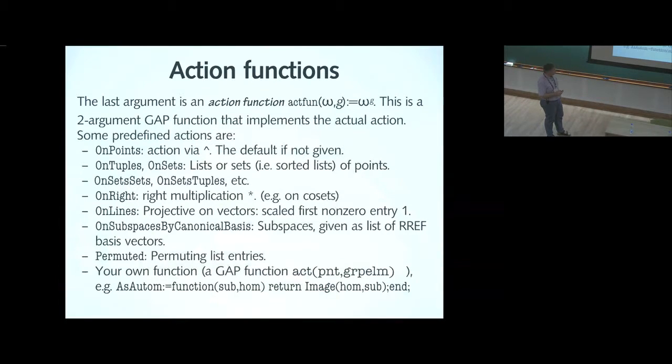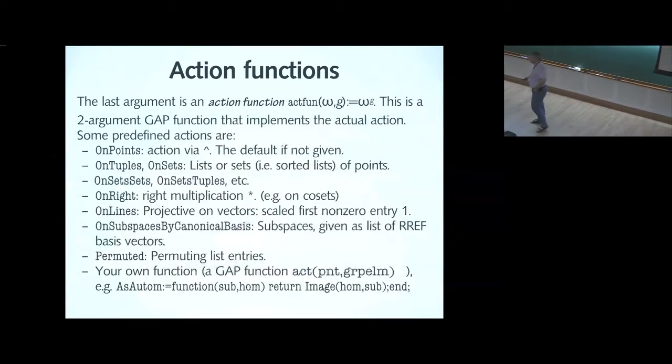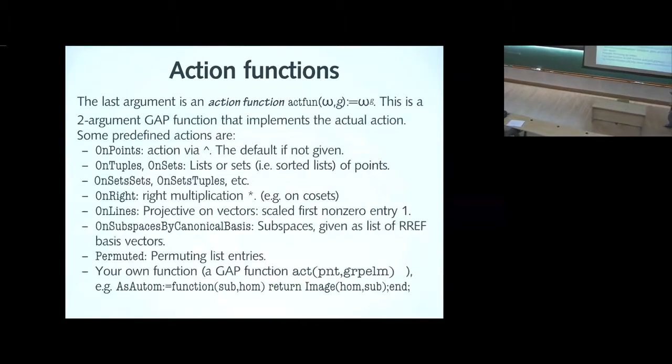On right is right multiplication by the star operator. That would be, for example, action of a group on its elements by right multiplication, action of a group on cosets of a subgroup, action of a matrix group on vectors. If I want to act instead projectively, there is an action which is called on lines, and you can represent the projective space by picking only vectors whose first non-zero entry is 1. So on lines will act by right multiplication, but scale the vectors so that the first non-zero entry is 1, and that will correspond to this projective action.